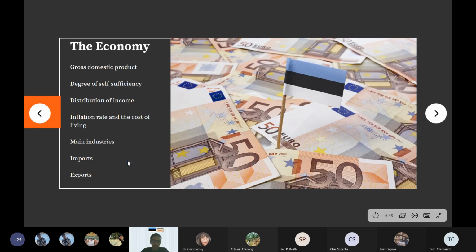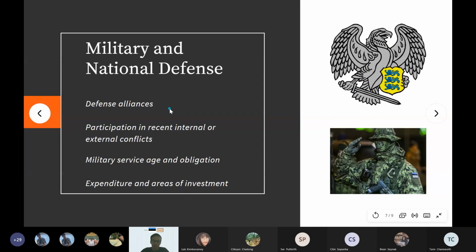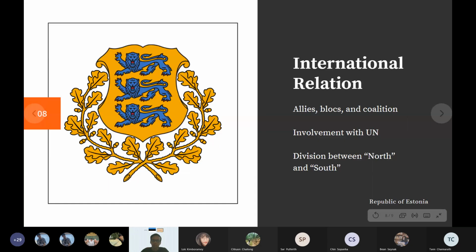Import machinery and engineering products, and export machinery and equipment products. So defense alliance, the US, NATO, and the EU. And for the conflict, external and internal, with Russia and the European integration, military service from 18 to 70 years of age, and expenditure and rate of investment 2% of GDP.